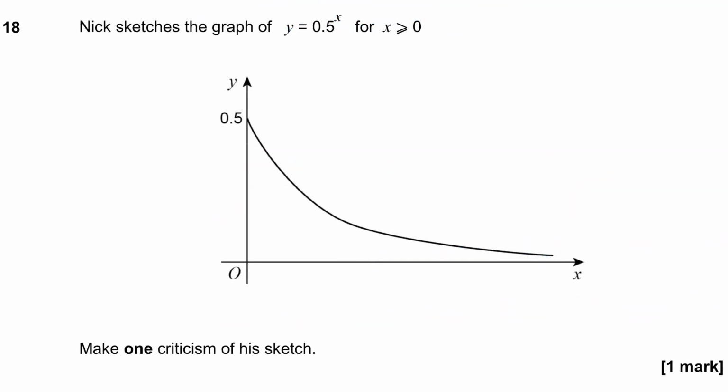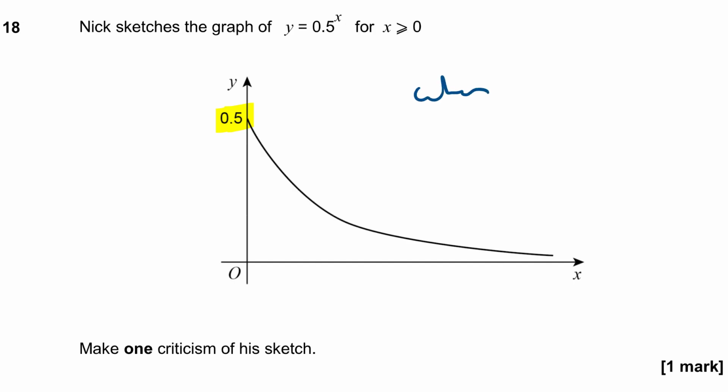Question 18. Nick sketches the graph of y equals 0.5 to the power of x for x greater than or equal to 0. So we can see the graph that he's drawn here, and now we're asked to make one criticism of his sketch. Well, there's only one point of interest on this graph marked, and that's that point there, isn't it? The intercept. We get to that point when x is equal to 0. So should we just double check his maths at that point?